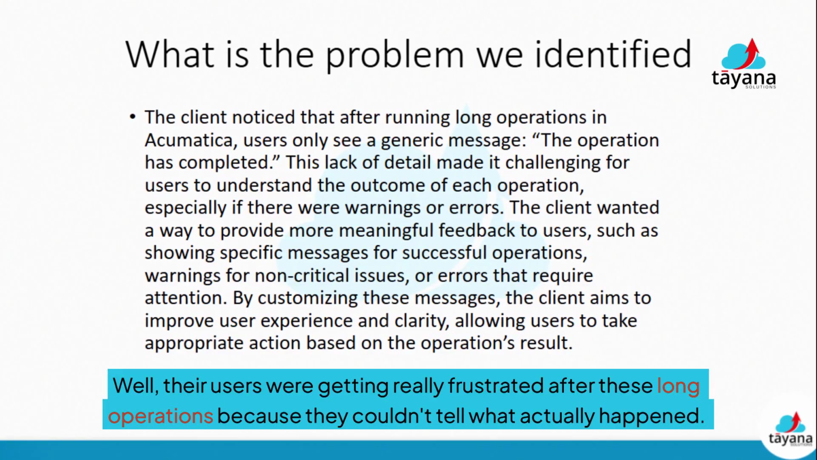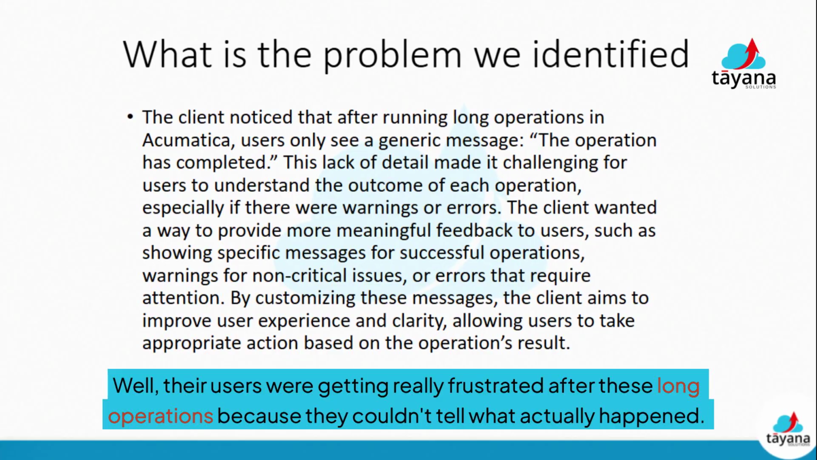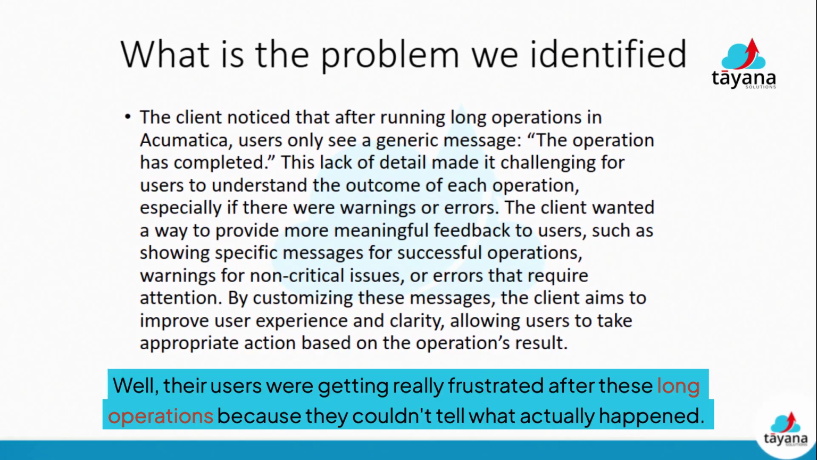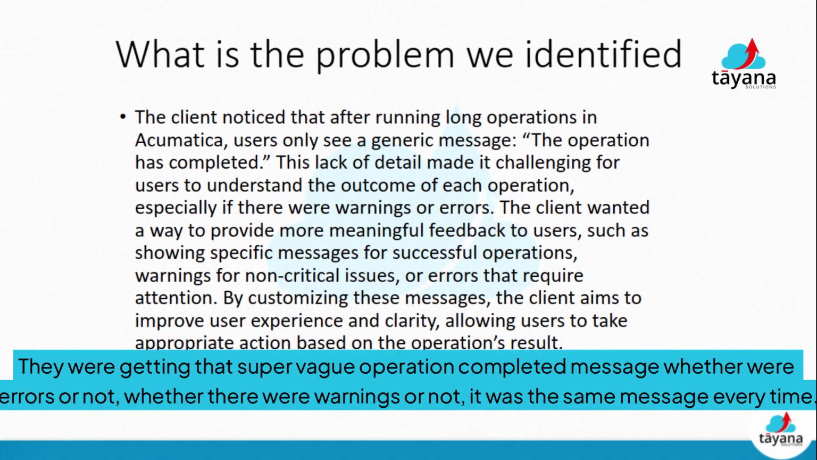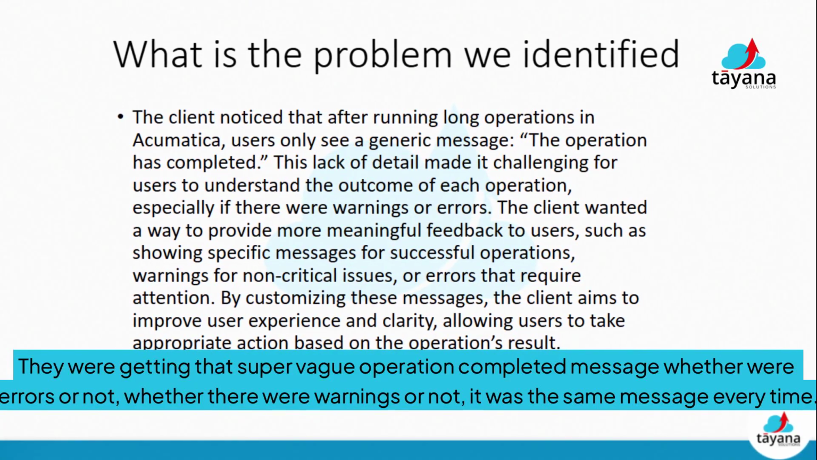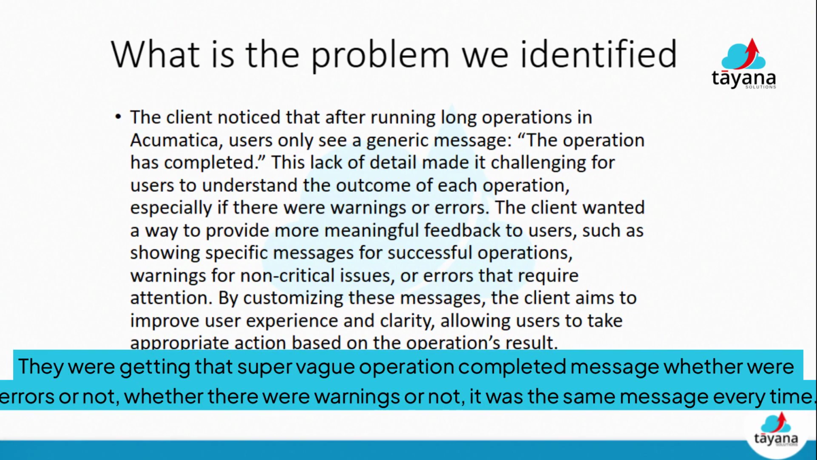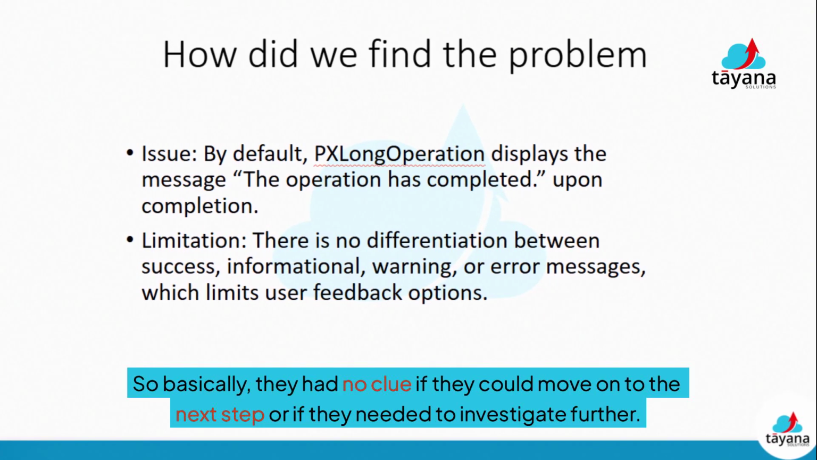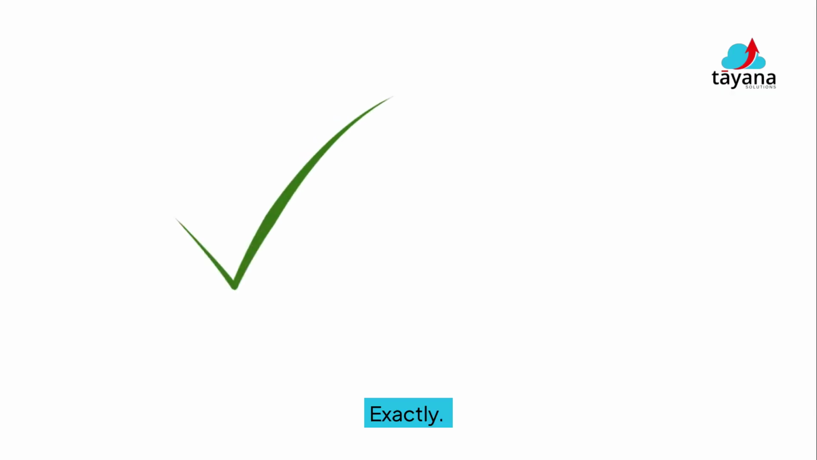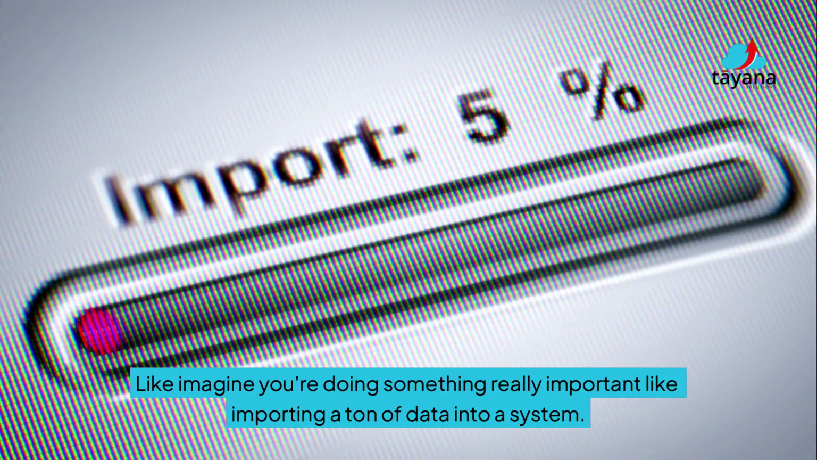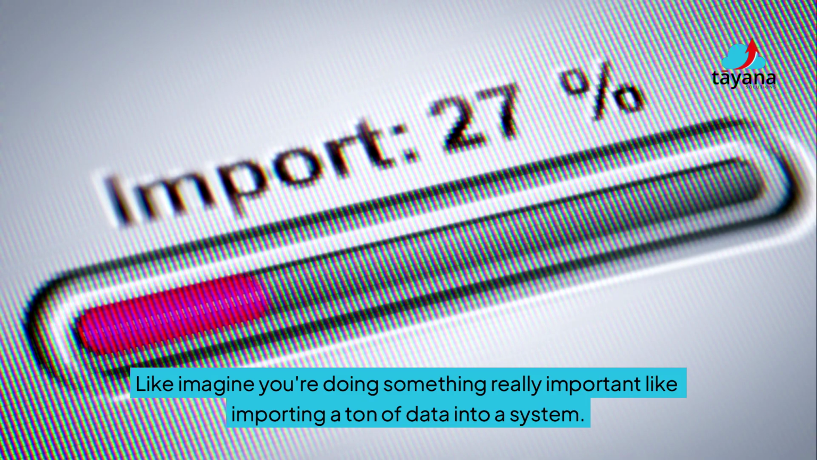Well, their users were getting really frustrated after these long operations because they couldn't tell what actually happened. They were getting that super vague operation completed message, whether there were errors or not, whether there were warnings or not. It was the same message every time. So basically, they had no clue if they could move on to the next step or if they needed to investigate further.